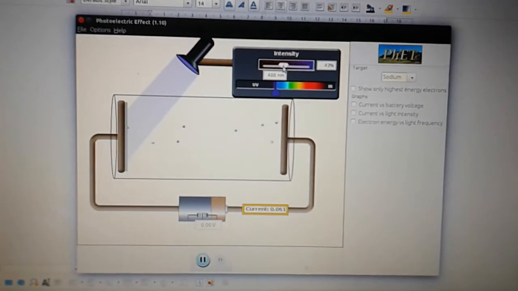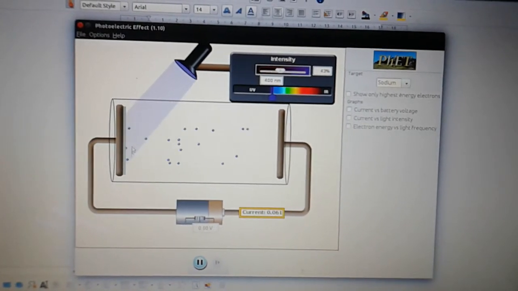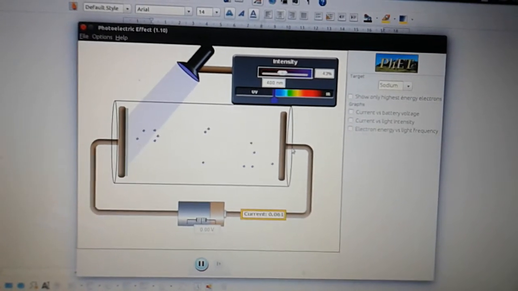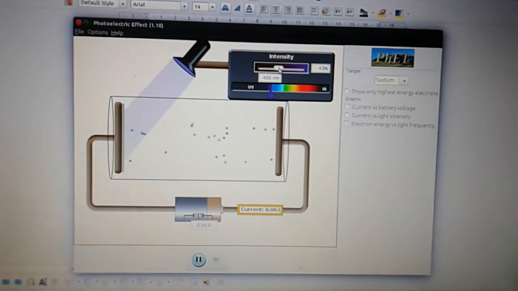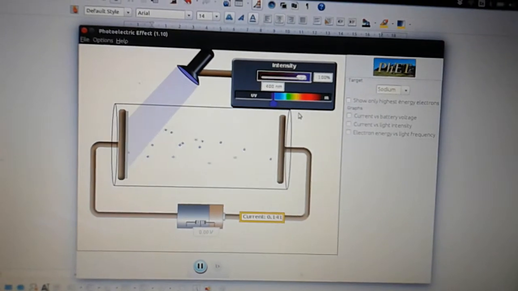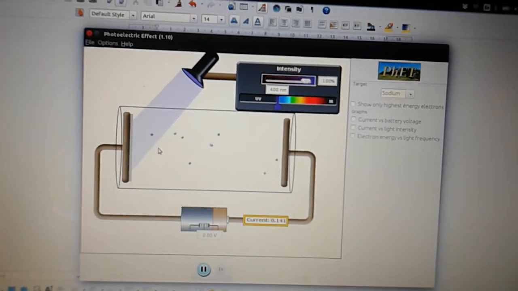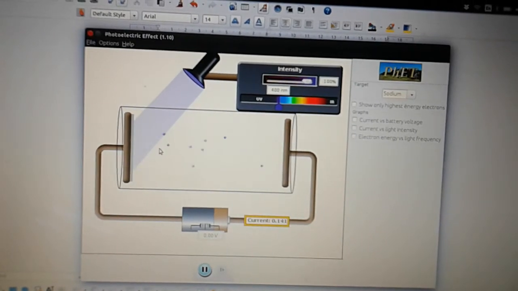You can see here at 43% there are now electrons being emitted from the cathode here, travelling across to the anode. If I increase the intensity even further to 100%, we can see there are a greater number of electrons being emitted in a given period of time.